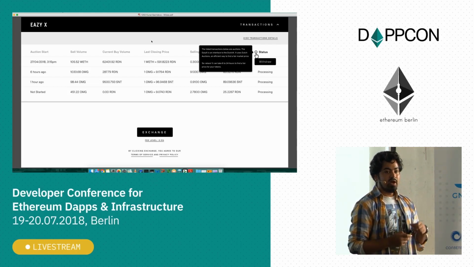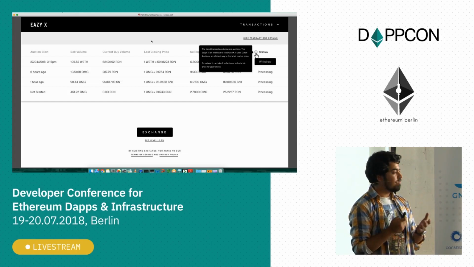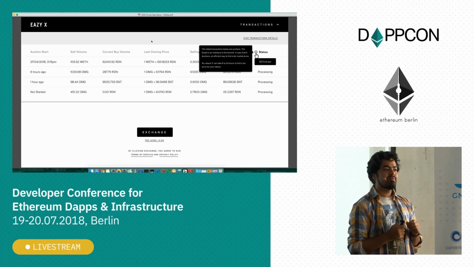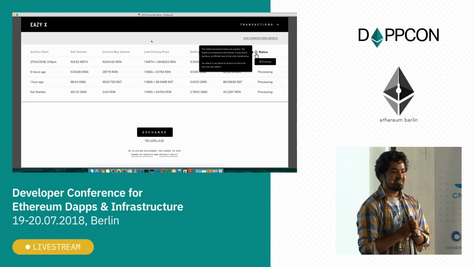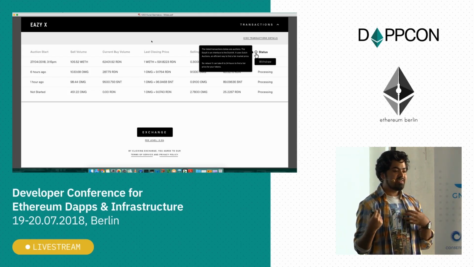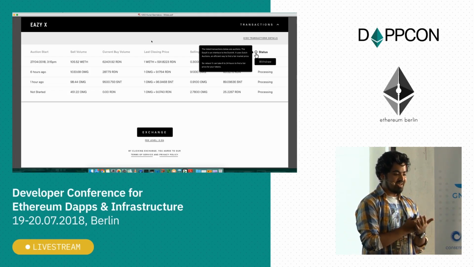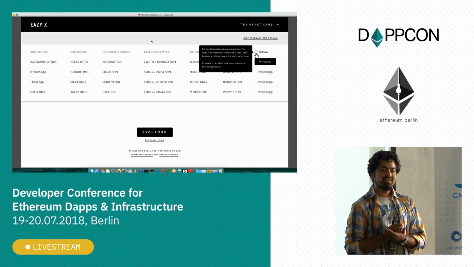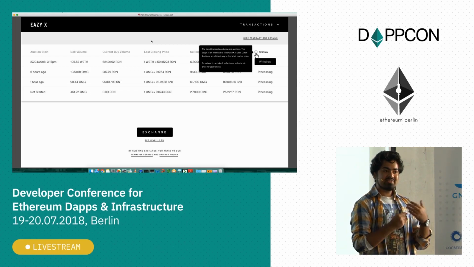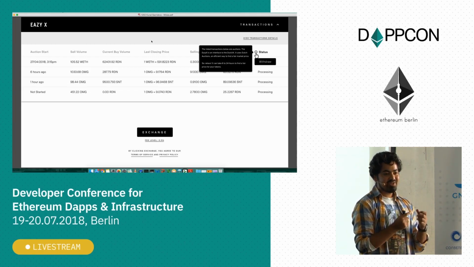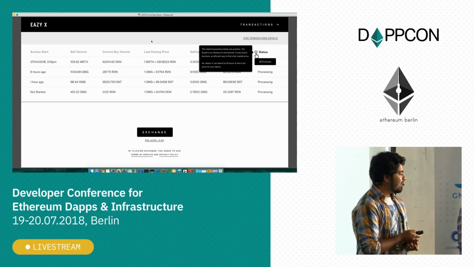Also, you can always dig deeper into the nitty-gritties of what's actually going on and learn more about the details. Another point of abstraction that you might have noticed is the concept of transaction itself. In EazyX, we are not calling it an auction, but a transaction. It is a transaction to exchange one token with another, but it just takes longer to get a fair price based on demand over a period of time.